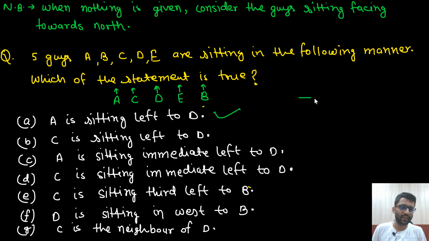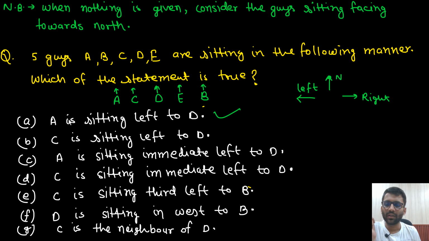This is D. So which one will be left? This will be left, because they are all facing towards north. This is your north, so this will be left, and this will be your right. Say yes or no. If you are facing north, that means you have to sit here. If you are sitting here, this will be your right, this will be your north, and this will be your left. So A is sitting in the left direction of D.